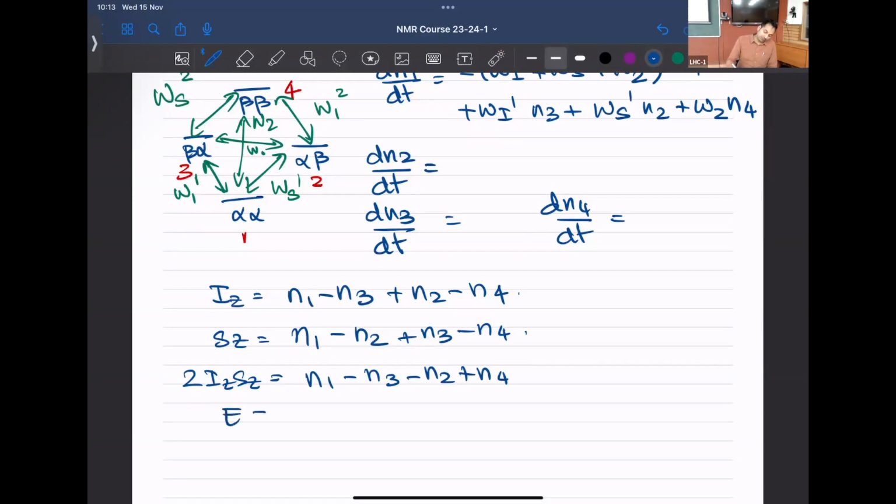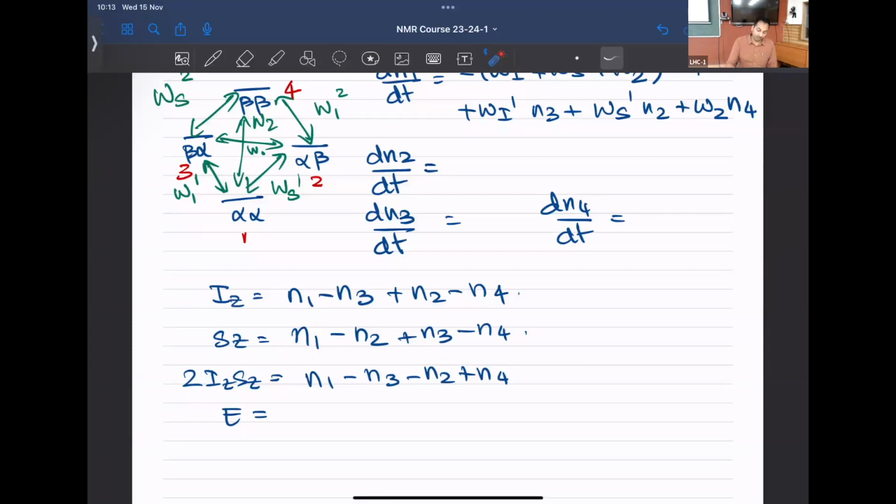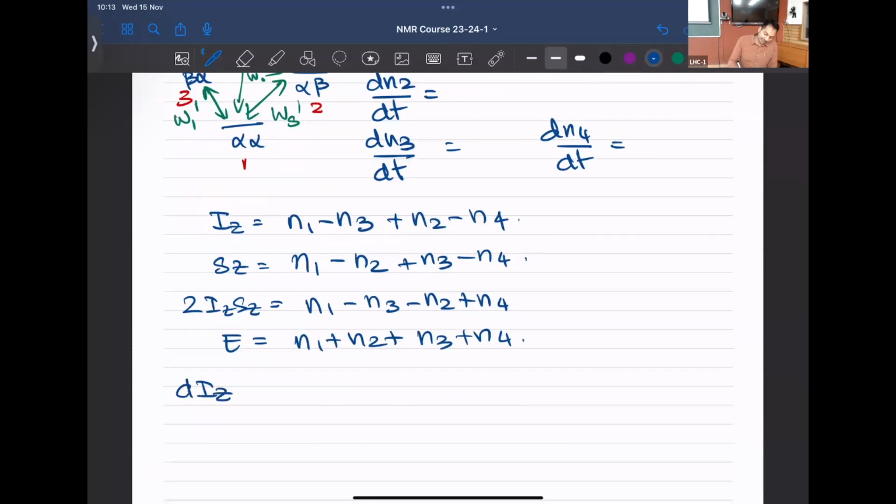And we have 4 variables. You can rewrite them into 4 other variables across various unique combinations. E is going to be the sum of populations, which will be set to 1. Now what we wanted to understand is the rate of change of longitudinal magnetization, dIz over dt, which is going to be dN1 over dt minus dN3 over dt plus dN2 over dt minus dN4 over dt.